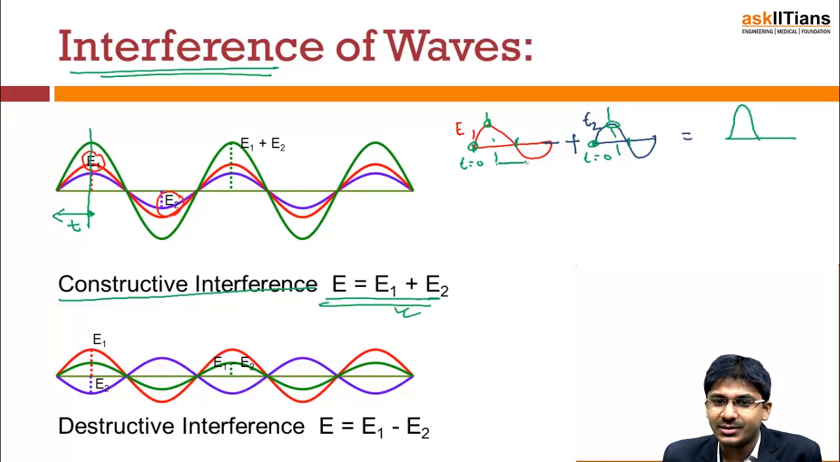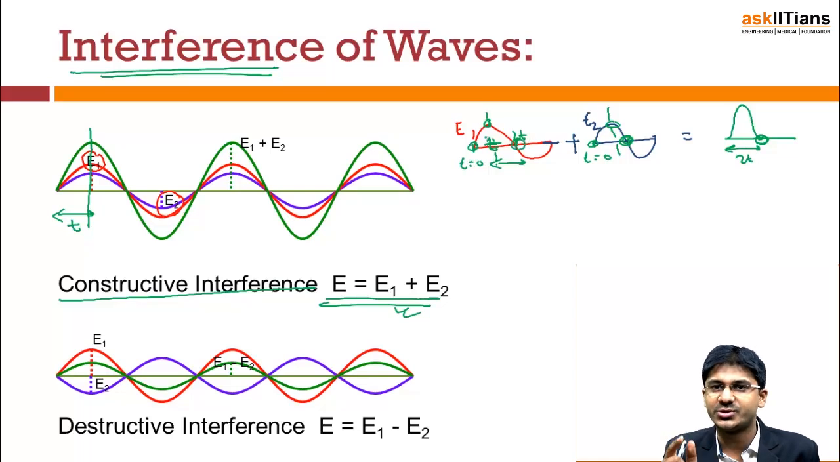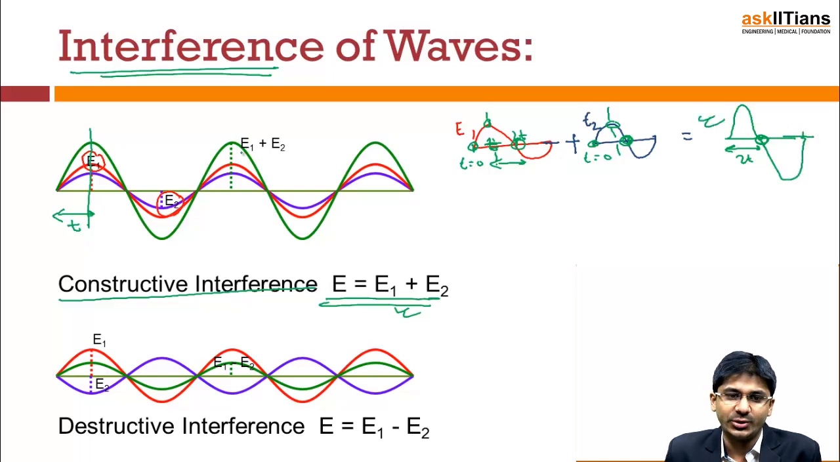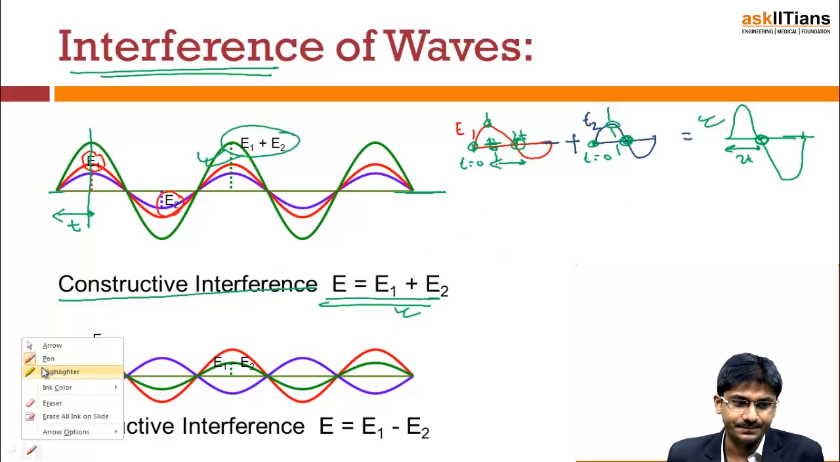Since at time t this happened, at time 2t this will again come to 0. So at 2t, both of them are at the origin, which means both have zero displacement. When you add them, it is again 0. Then again it will go like this. So this is the resultant. You can see this green one is the resultant, E1 plus E2. This is the reference line that you see. What is destructive interference? Destructive interference will happen when this is happening. See.